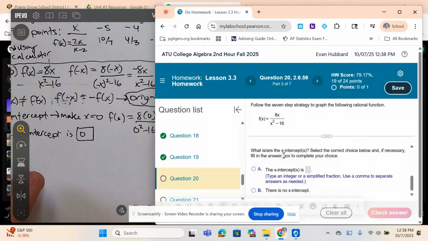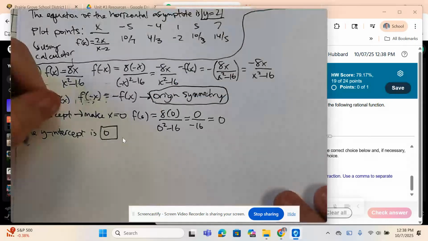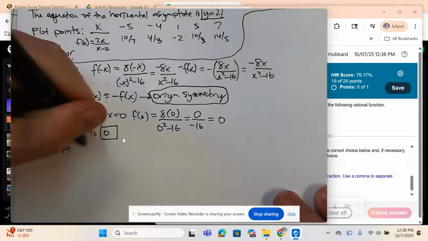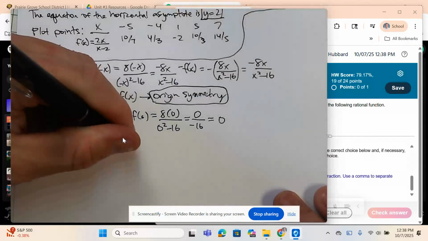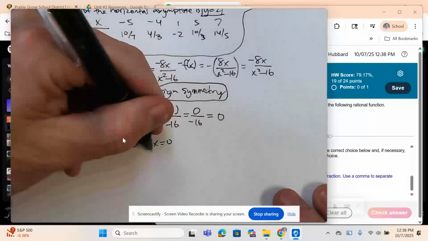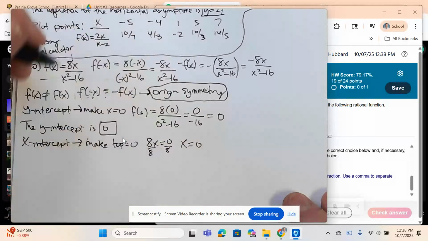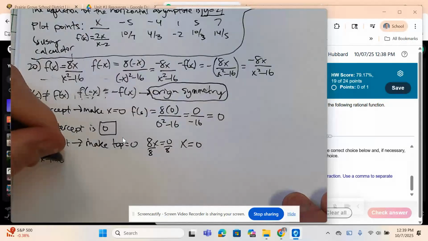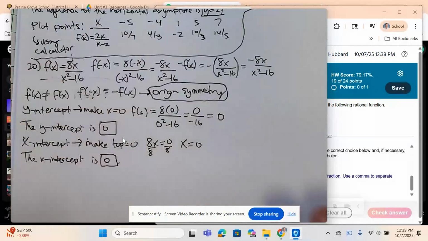Now to find the x-intercept, you make the top equal 0. So that would be 8x equals 0. Divided by 8, divided by 8, x equals 0. So the x-intercept is 0.